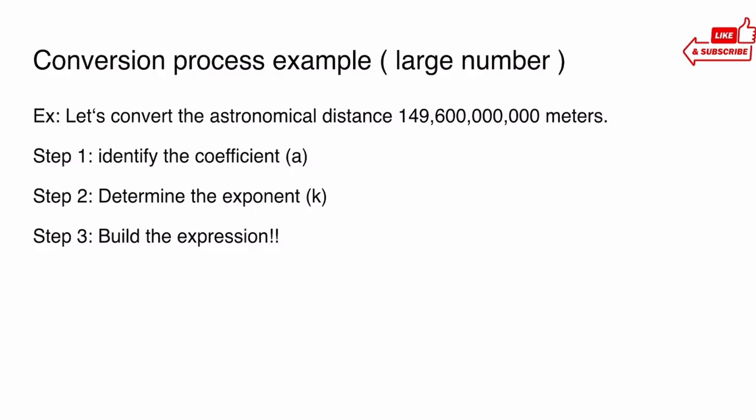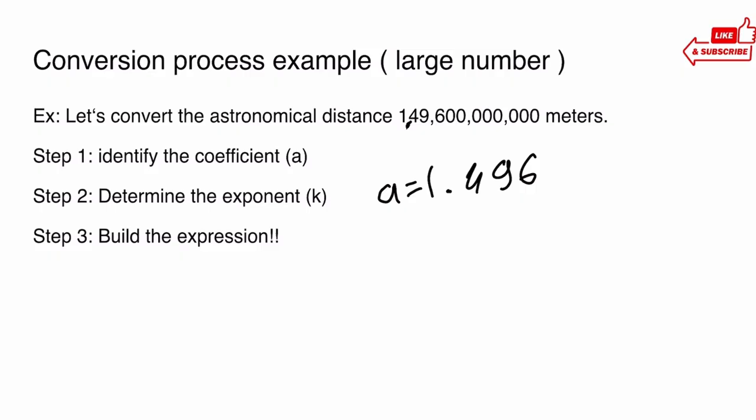So step 1 is going to be to identify the coefficient. Our coefficient a is going to include all of our significant digits, so non-zero digits, and in this case that is 1, 4, 9 and 6, and it is going to be greater than or equal to 1 and less than 10. So we should place our decimal point right here as 1.496, that is between 1 and 10. If we had 14.96, that wouldn't fit our criteria, neither would something like 149.6 or 0.1496. So 1.496 fits our criteria. So we have 1.496 as our a.